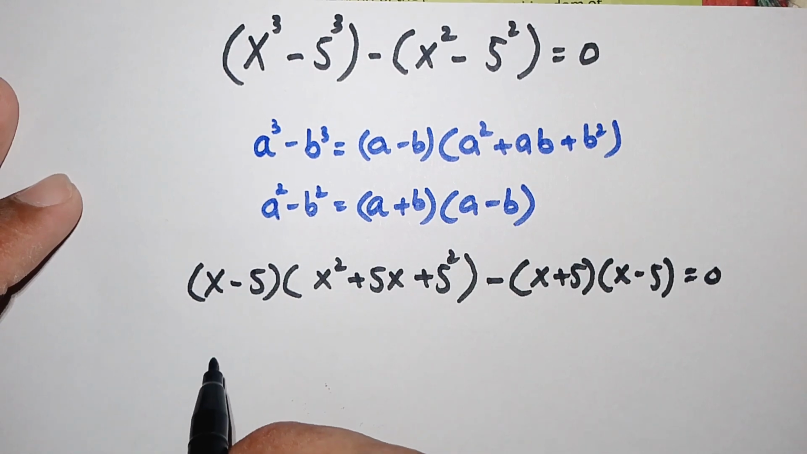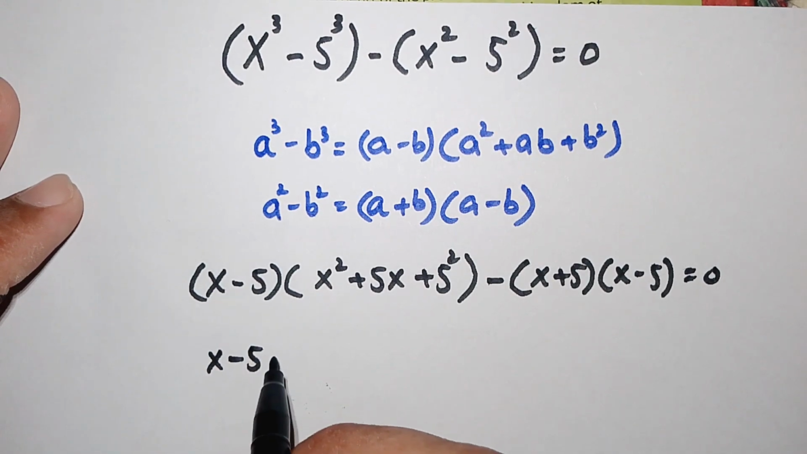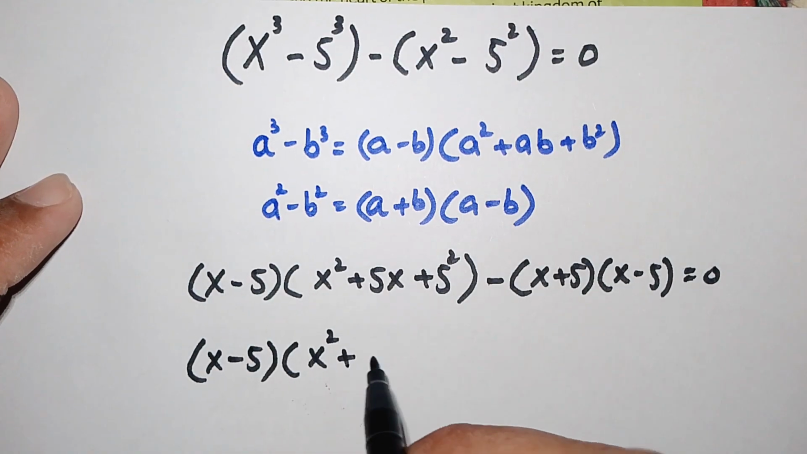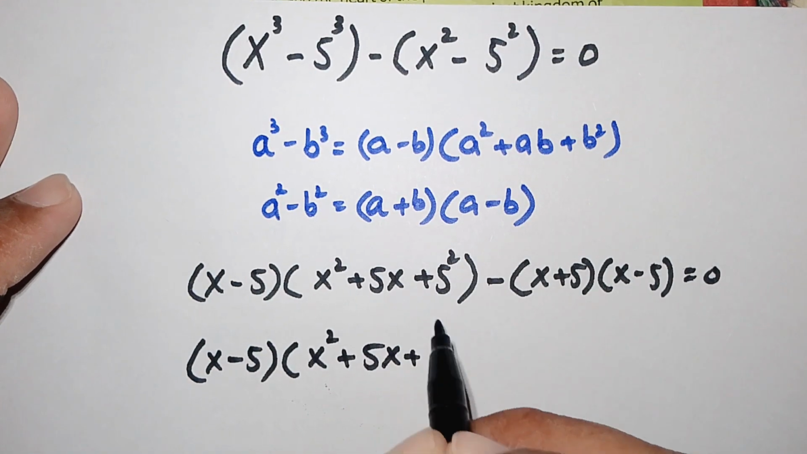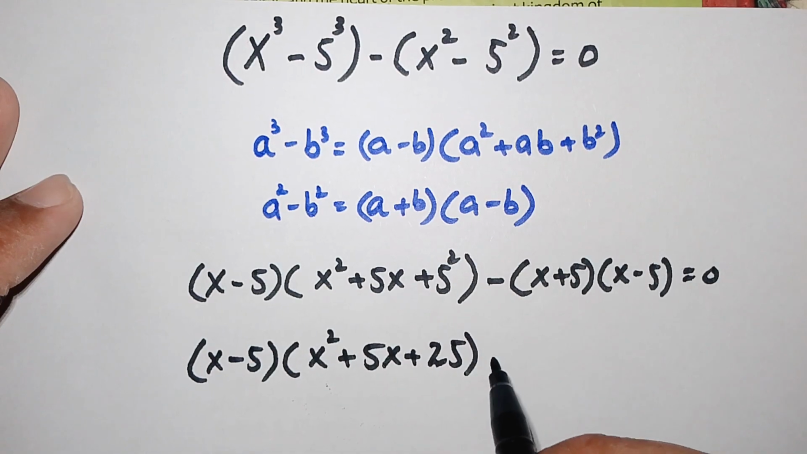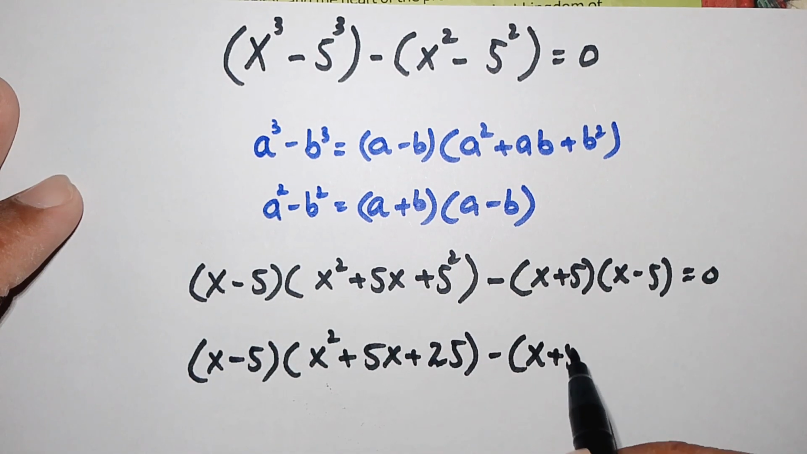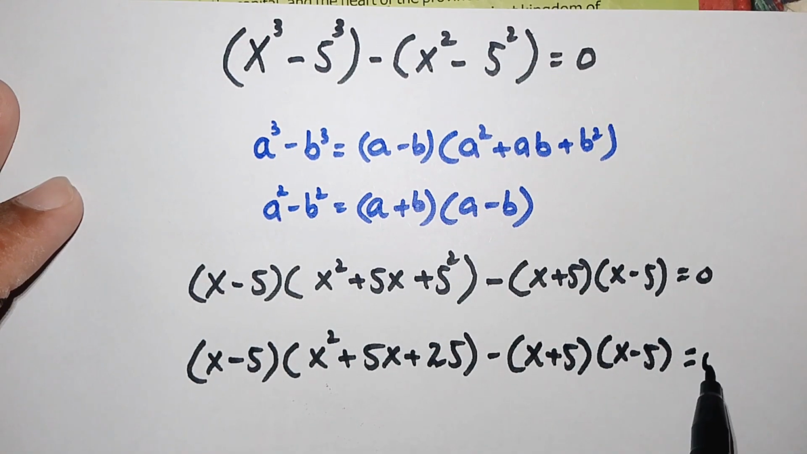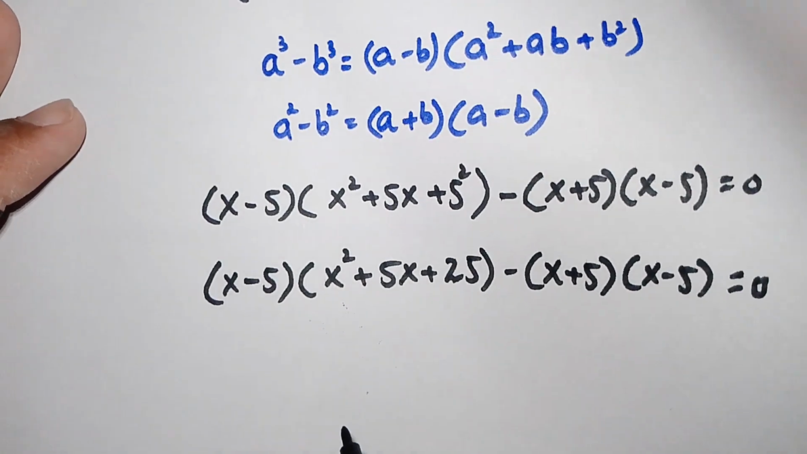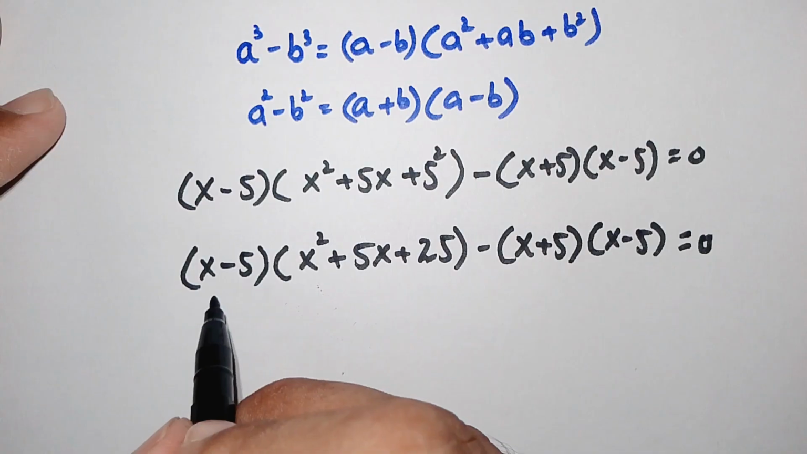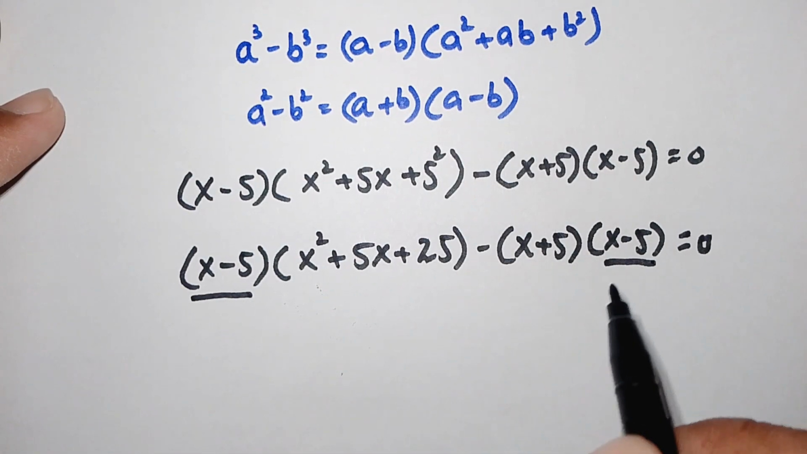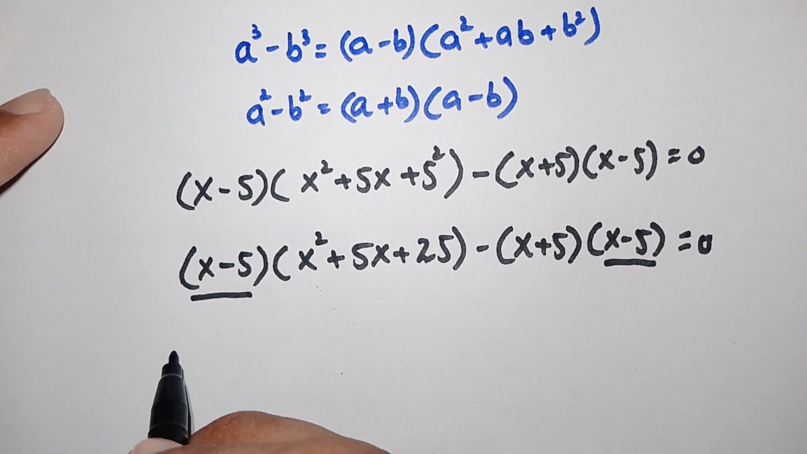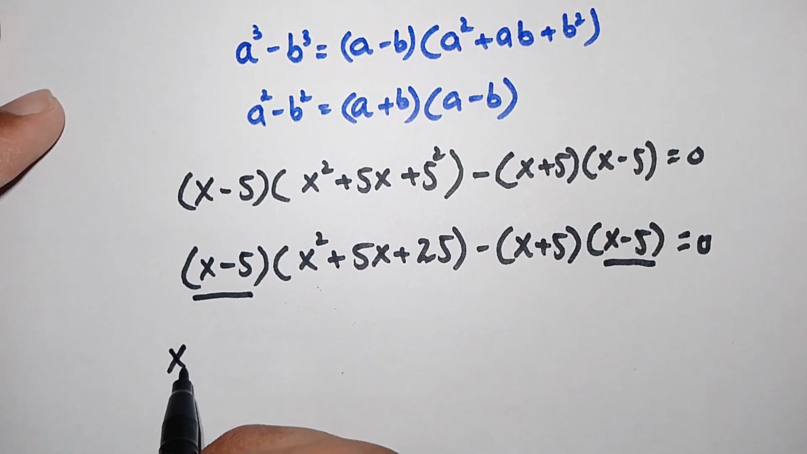Now, in the next step, x minus 5 times x square plus 5x plus 25 minus x plus 5 times x minus 5, which is equal to 0. Now, to solve this interesting question, here we know that x minus 5 and x minus 5 are common. So, we have to take x minus 5 common from this.